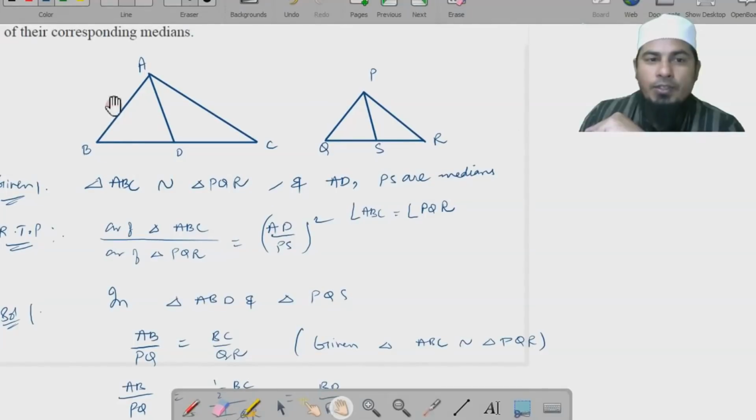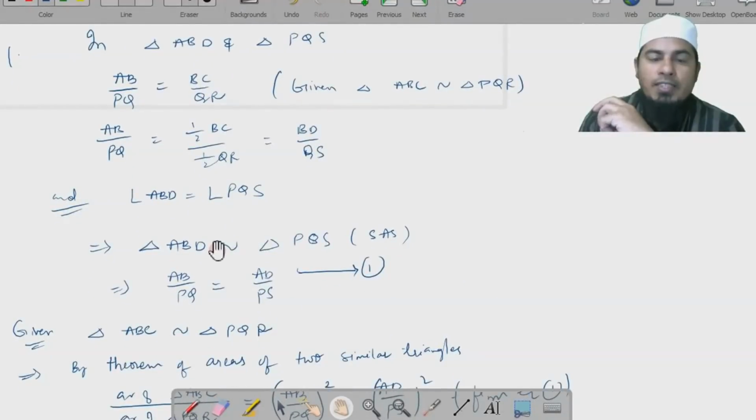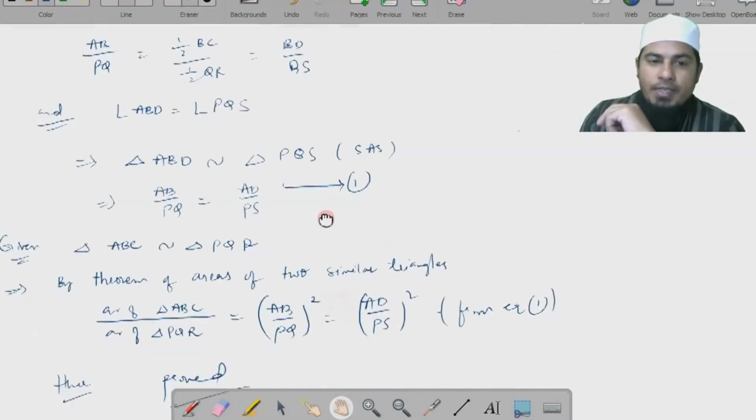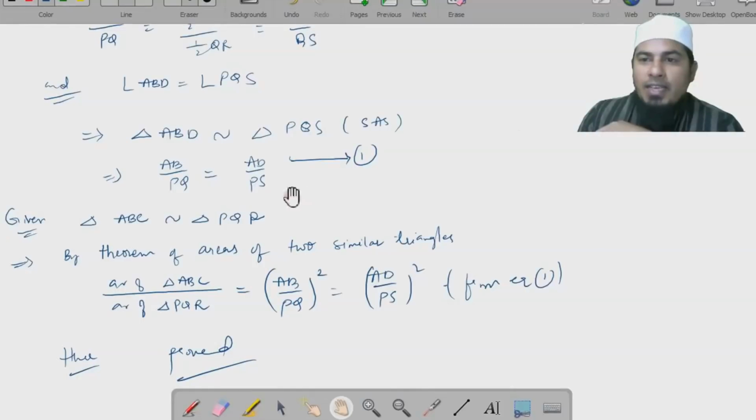Which angle is included here? Angle ABD and angle PQS are equal. Therefore these two triangles are similar by the SAS similarity criterion. By CPCT, I can write AB by PQ is equal to AD by PS. Keep it as equation number 1.